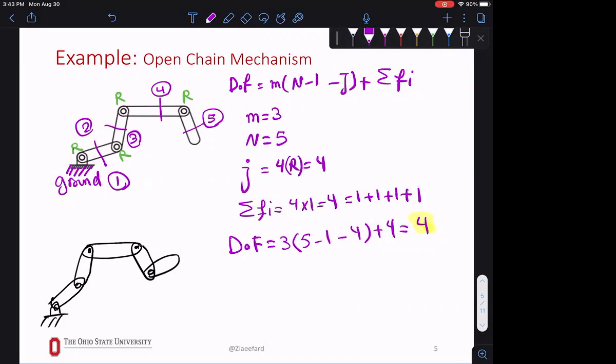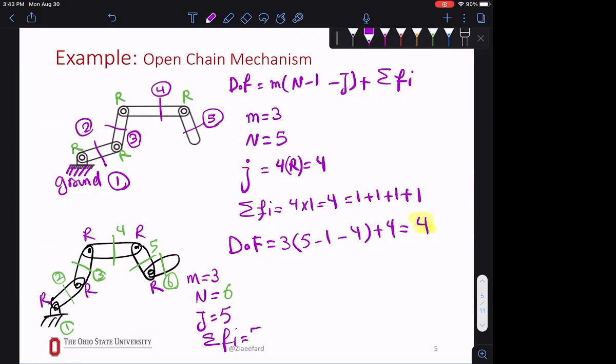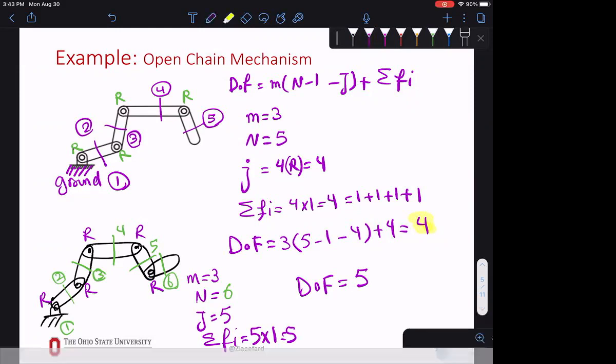All right. Now, for here, M is still 3. N: ground is 1, 2, 3, 4, 5, 6. Right? So this is 6. And the number of joints you have now is 5. So sigma fi is 5 times 1, 5. If you use the equation, DOF is going to be 5. Oh, sorry, 6. No, 5. No, I will tell you why 5.